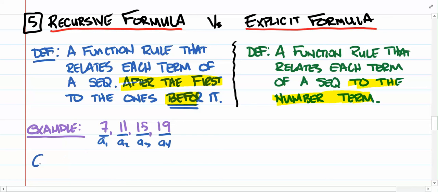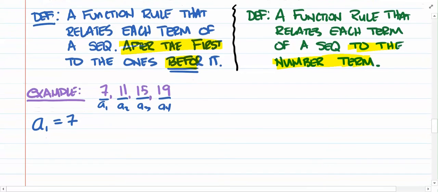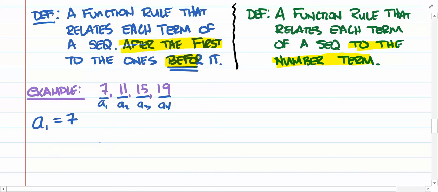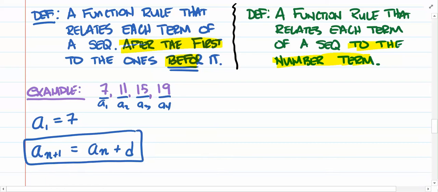We would define the very first term. We know that a sub 1 is equal to 7. That's what it says. And then we would say, okay, the next term in the sequence, so a sub n plus 1, is nothing more than the term before it, which would be a sub n, plus the common difference d. So this is the way that we could represent a recursive formula for the function.